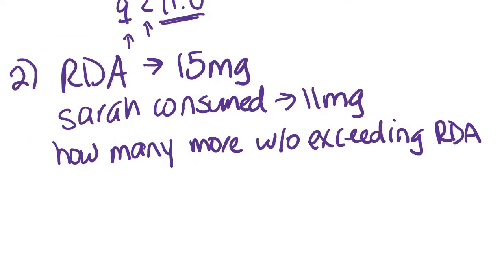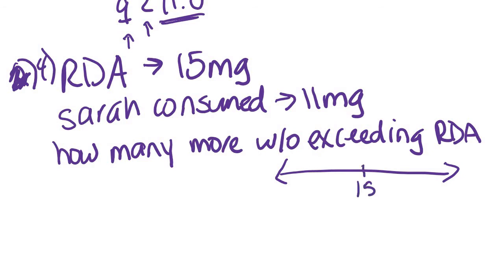All right, so number 4 says that the RDA is 15 milligrams. Sarah has had 11 milligrams today. How many more can she have without exceeding the RDA? So let's figure out which way that little inequality symbol is going to point. So we have our endpoint right here is 15. All right, so she has consumed 11 plus however many more. Let's use a little I for iron.